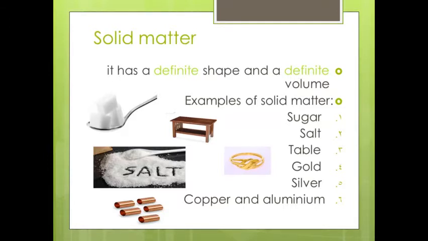Definite shape means a specific shape. When we look at the table in front of us, we notice that its shape is constant. We don't find the table has one shape today and tomorrow a different shape. No, that doesn't happen. Why? Because solid matter has a definite shape. Definite volume, we took in lesson 1. Volume is the space that is occupied by an object. When we compare the volume of a table today and its volume on any other day, we observe that its volume doesn't change. Why? Because solid matter has a definite volume. So solid matter has a definite shape and definite volume, like table, salt, sugar, gold, silver, copper, and aluminum.